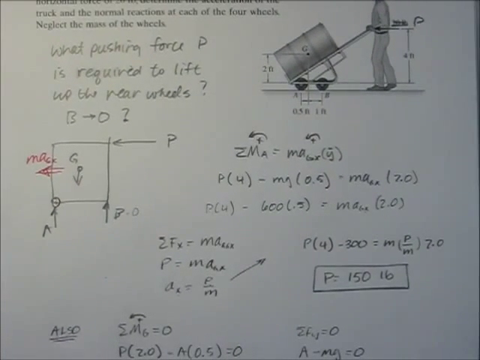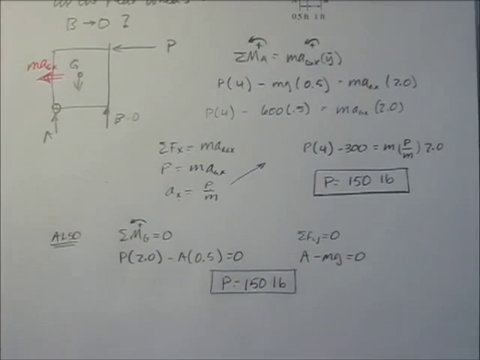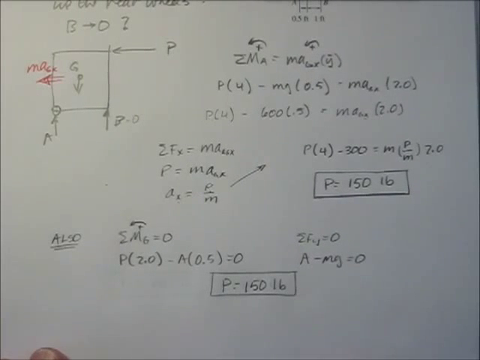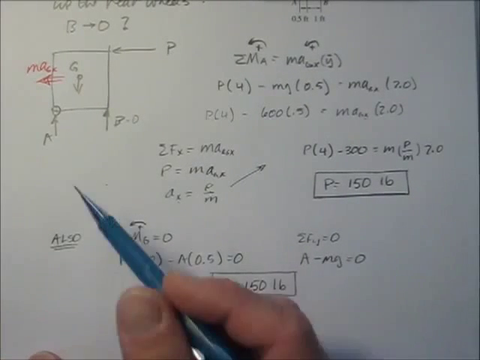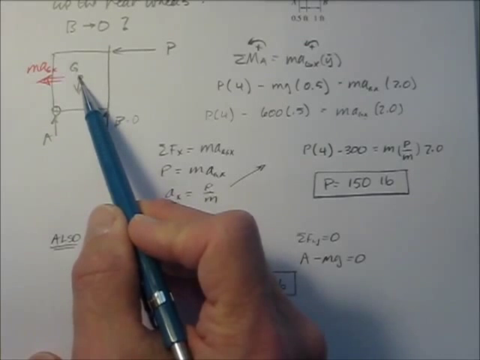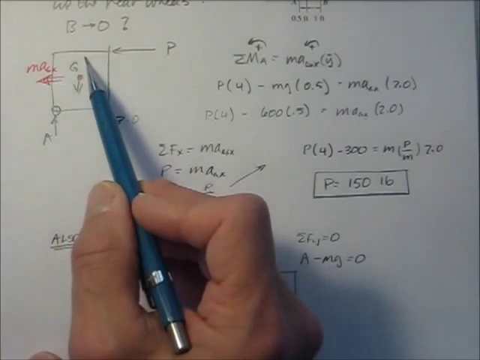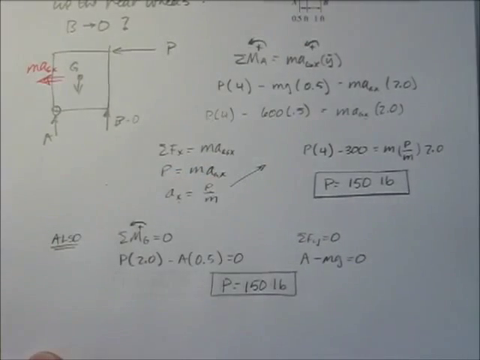Oops, I didn't scoot that up there fast enough. We can also sum moments about another point, and summing the moments about the center of gravity might be a convenient way of doing that. So let's say that we sum moments about the center of gravity, and here I'll have an A going up this way and a P going this way, and I know that those are going to be equal to 0.